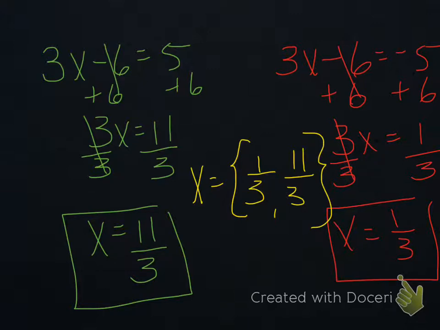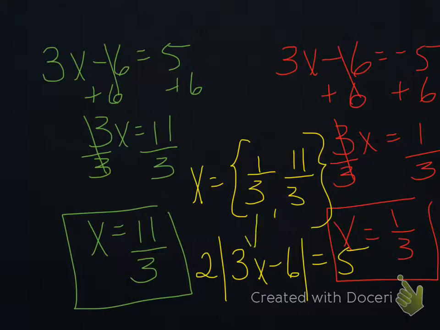I don't know if you remember what it was. I believe it was the absolute value of 2 times the absolute value of the 3x minus 6, and then it was equal to 5. So we just found the two values that x could be. Isn't that pretty wild? We found the two values that x could be that would actually make this equation true. And I think that's pretty neat.